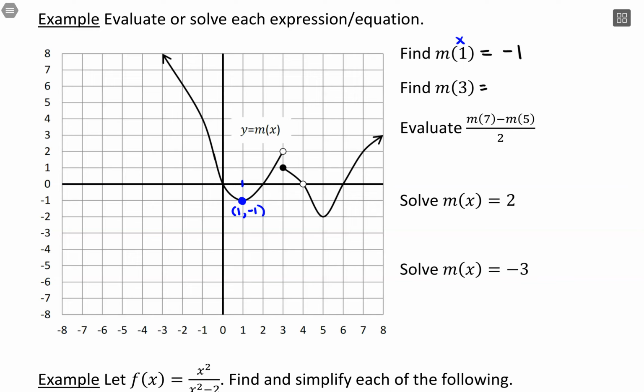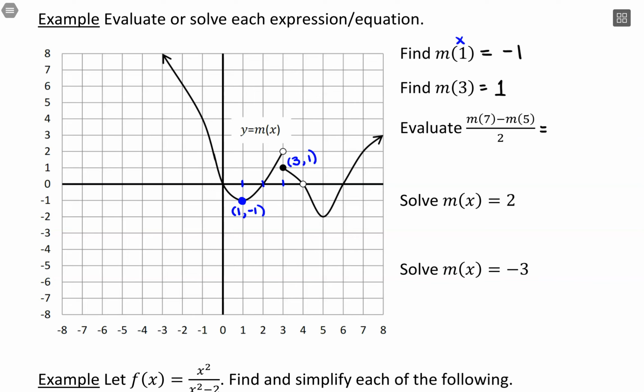Same thing for m of 3, we're going to x equals 3, so 1, 2, 3. And notice that we have kind of two locations here, but an open circle means it's not defined, so we don't want to use that one. Instead, we want to use a solid circle, which is the 3, positive 1. And so if we want to evaluate m of 3, we're plugging in the output, so the y value, which is the positive 1.